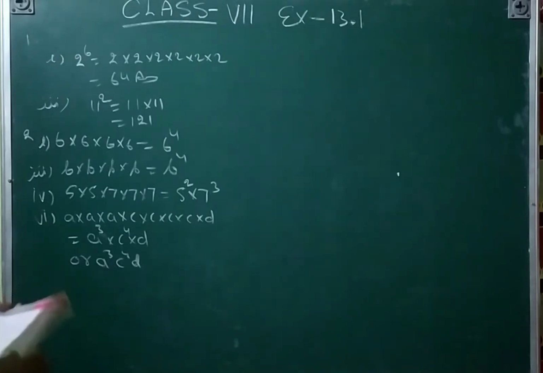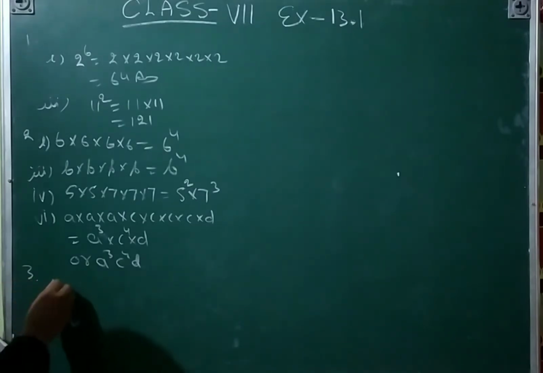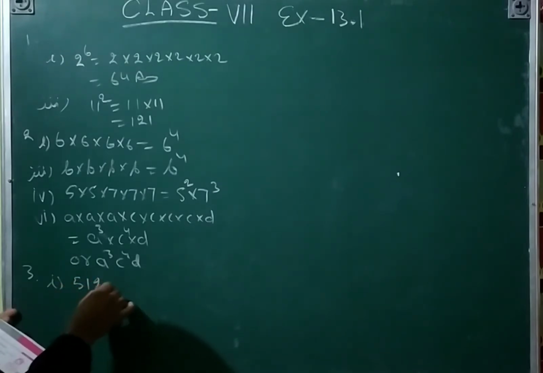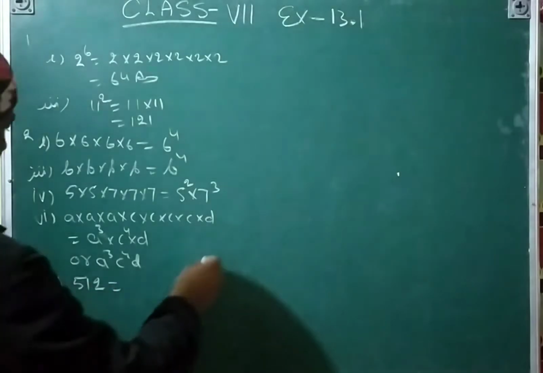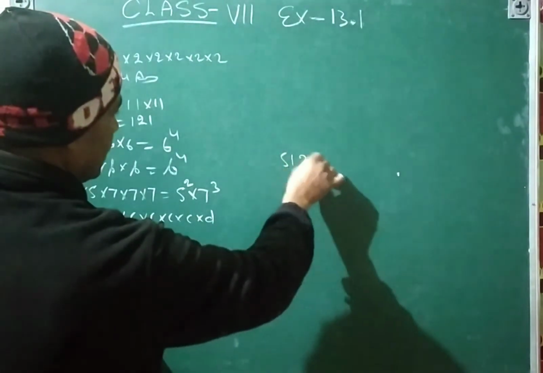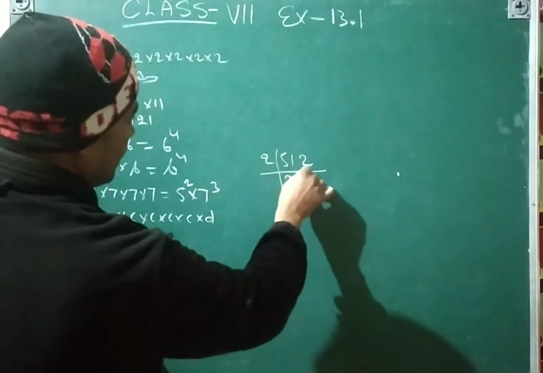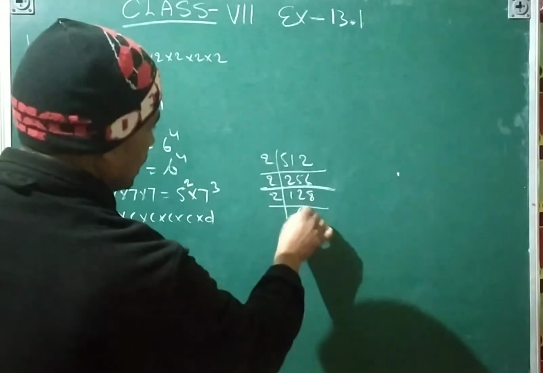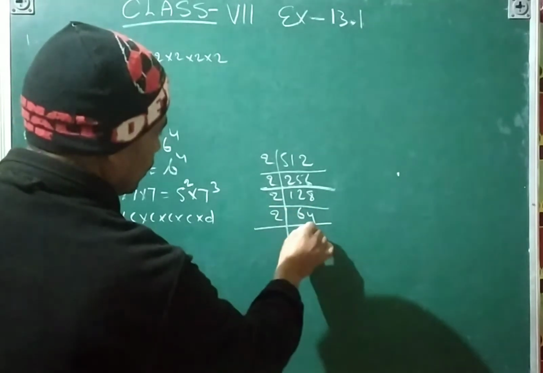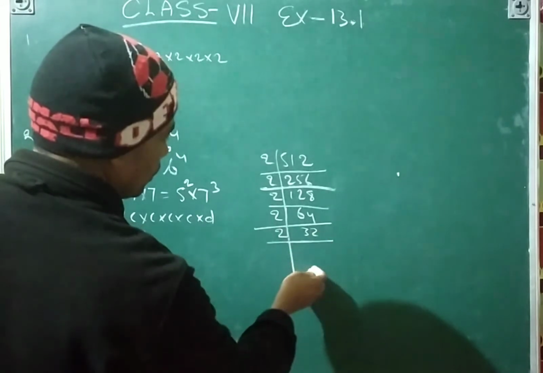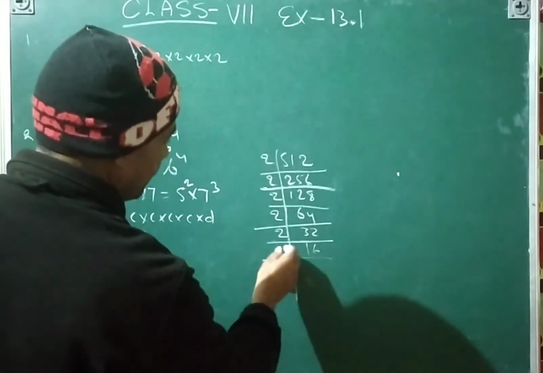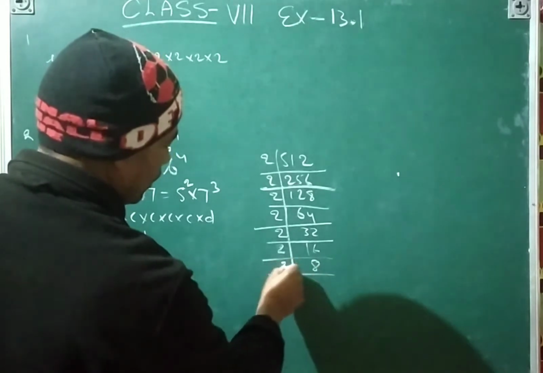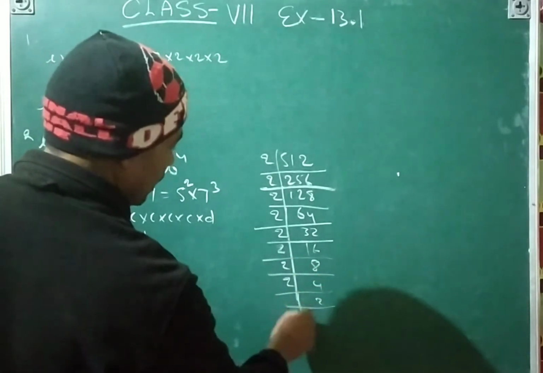And then question number 3, express each of the following numbers using the exponential form. Exponential form means like this. First part, 512. First of all we will make the factors of 512, that is 2 times 256, 2 times 128, 2 times 64, 2 times 32, 2 times 16, 2 times 8, 2 times 4, 2 times 2, 2 times 1.